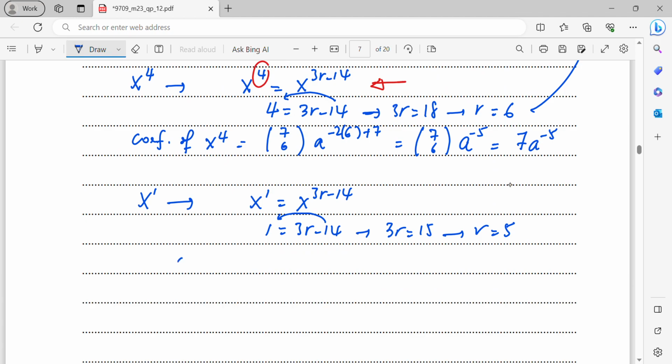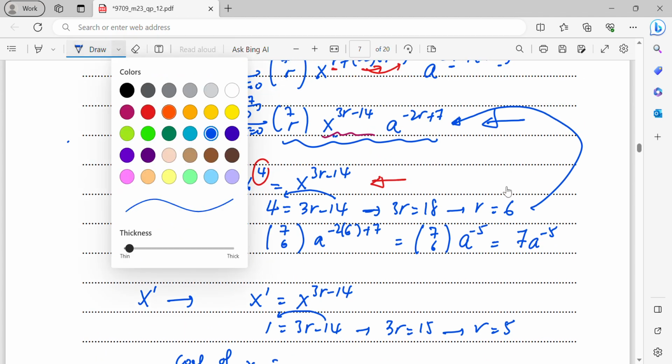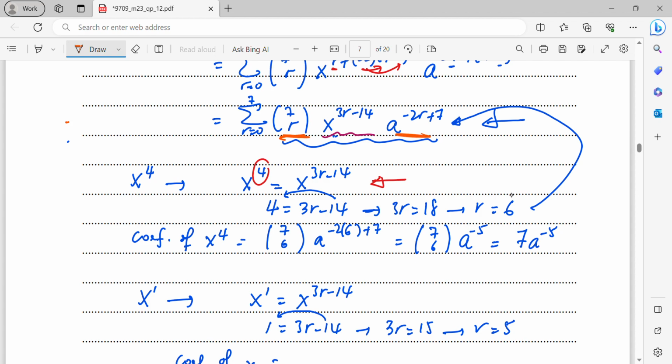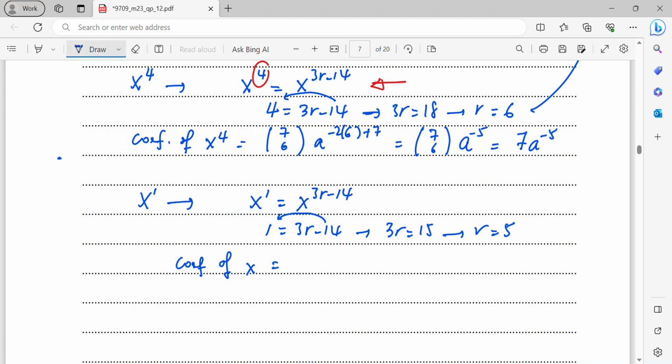Okay, and now my coefficient of x. I have to replace my r by 5 in these two terms. So I will get 7c5 a to the power negative 2 bracket 5 plus 7. So you will be getting, okay, 7C5 is basically 21. Then for a, negative 2 times 5 is negative 10. Negative 10 plus 7 is going to be negative 3. Okay, so these are my two coefficients.